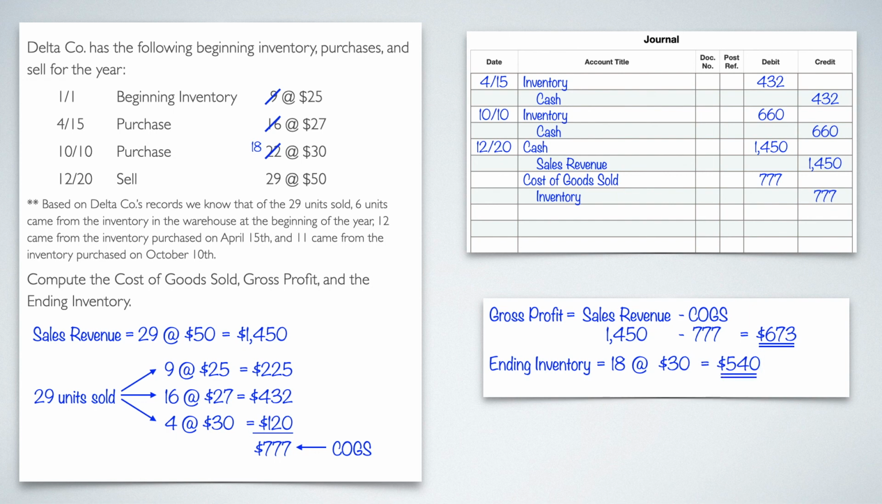So hopefully this made sense. Hopefully this was pretty straightforward. I've found that students tend to like the FIFO, LIFO, specific identification methods and such because they're pretty straightforward. So hopefully this made sense.